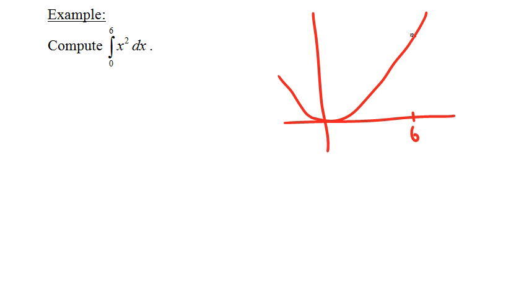Let's say this is 6 here. This will be 6 comma 36 up here. I guess it's not really to scale. The point probably should be a lot higher than the way I've drawn it. Okay, and our function is f of x equals x squared.